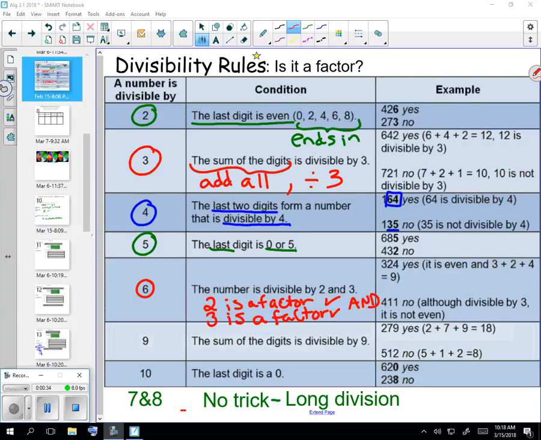We can look at an example in our table, which I recommend you have written down because this has all of your rules and several examples. 324 works. It is both even, and when we use our threes rule, add all, divide by 3, it works. 411 is not divisible by 6. 6 is not a factor. Let's look at some examples.